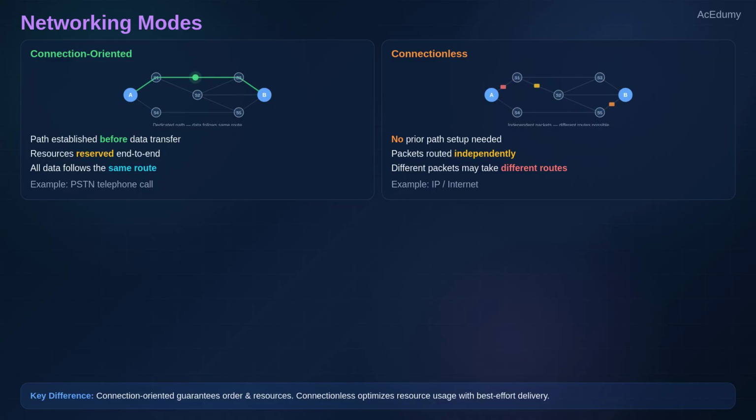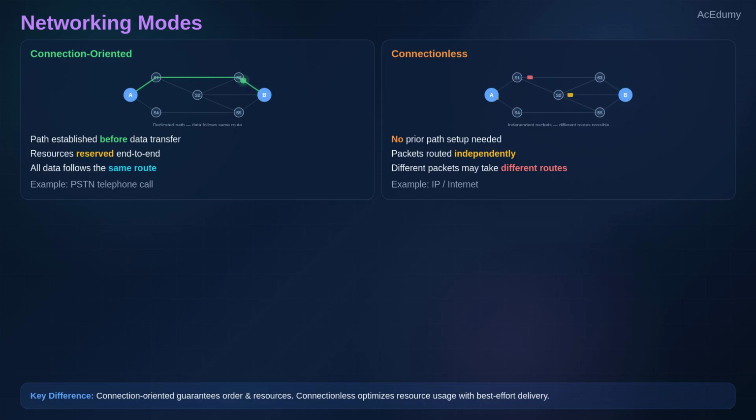There are two fundamental networking modes: connection-oriented and connectionless. In connection-oriented communication, a dedicated path is established before any data flows. The path remains reserved for the entire session. Think of it like a phone call. You dial, the connection is set up, you talk, and then you hang up.